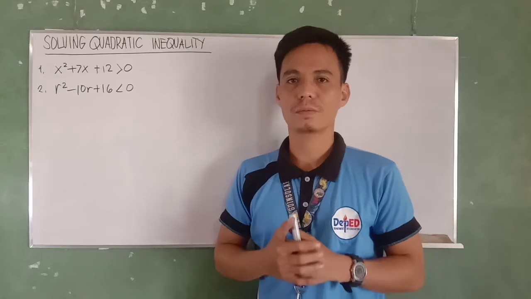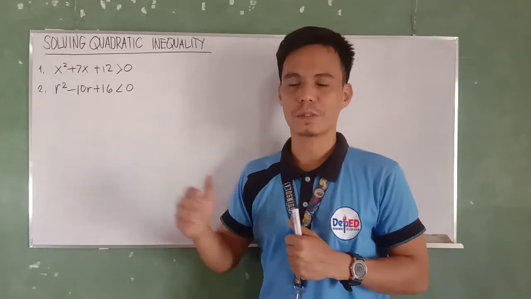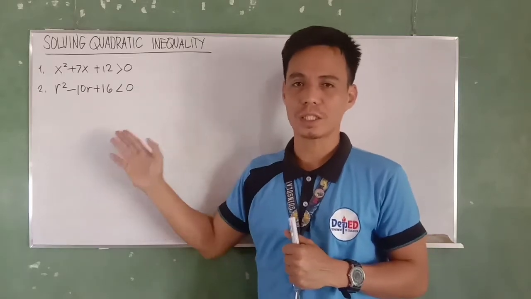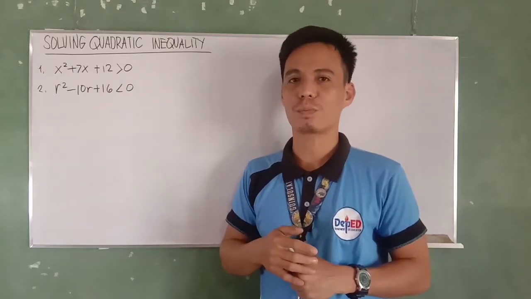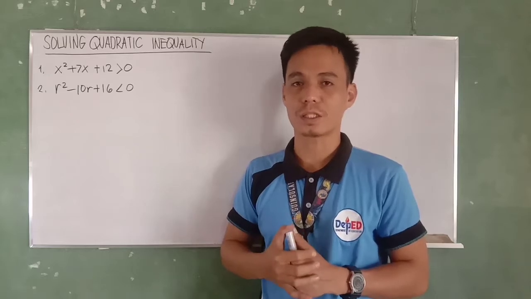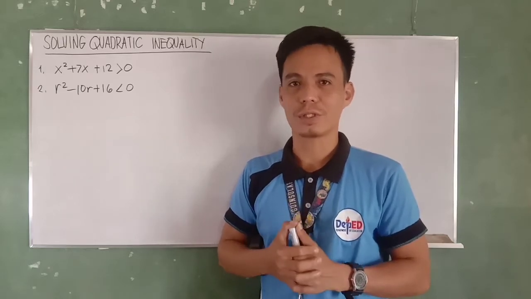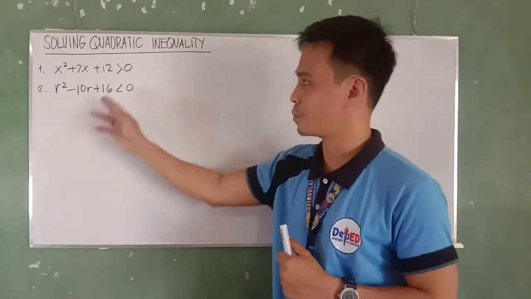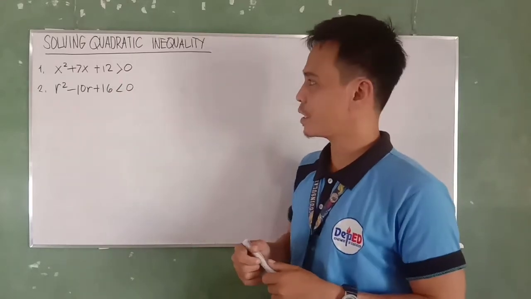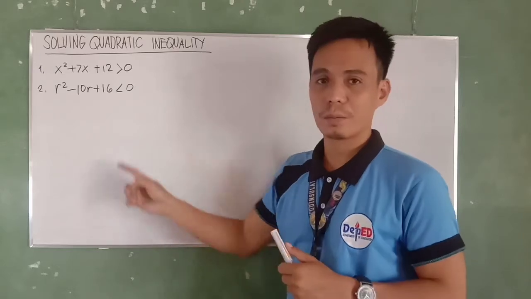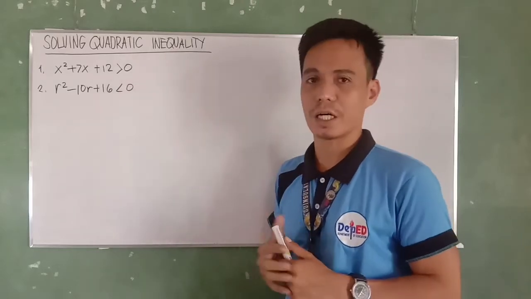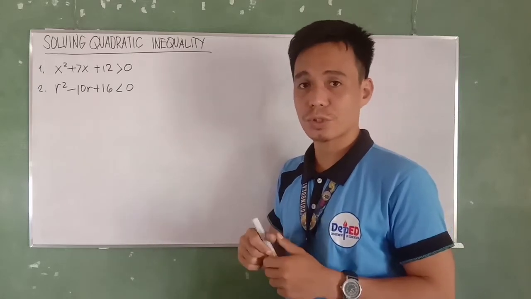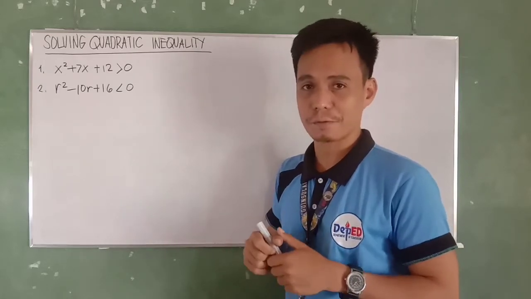Before we proceed to our solving, please take note that when we solve a quadratic inequality, what we will do is the same as how we solve for roots in a quadratic equation. Okay, so let's try example number 1. Given x squared plus 7x plus 12 is greater than 0. We will solve the roots using the process of quadratic equation.